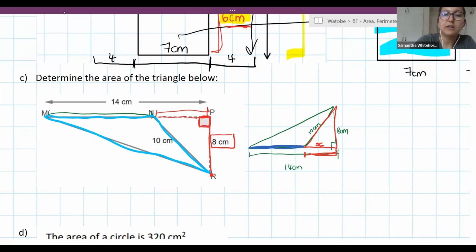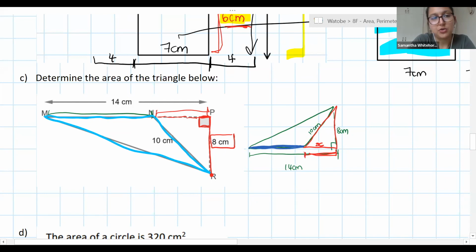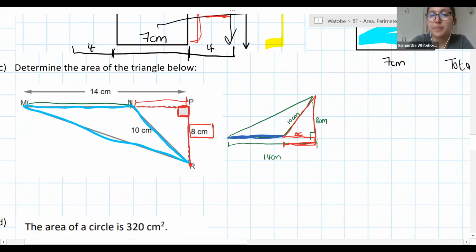So if we go and use Pythagoras to work out this missing length, we need to obviously remember what Pythagoras is. Pythagoras says to me that the hypotenuse squared is equal to the sum of the squares of my two other sides. Remember that the hypotenuse is always opposite the right angle. So this would be 10 squared is equal to 8 squared plus x squared. We'll get there in the end.